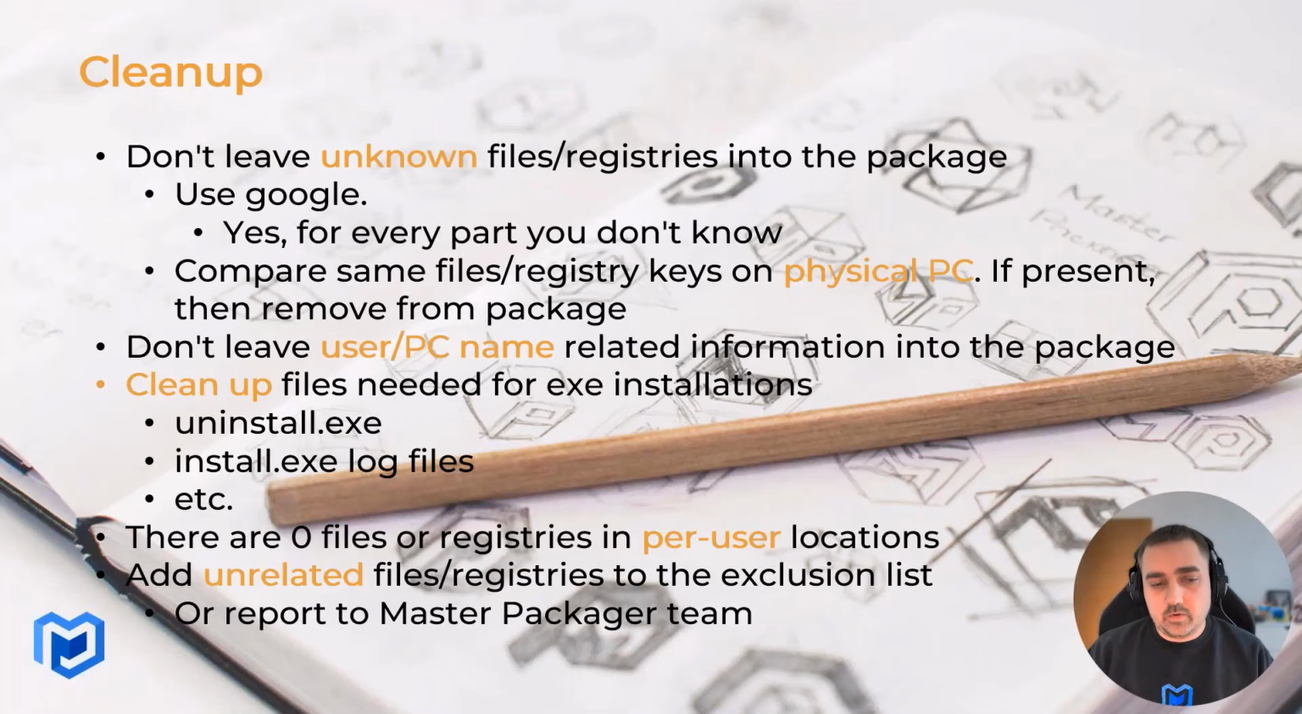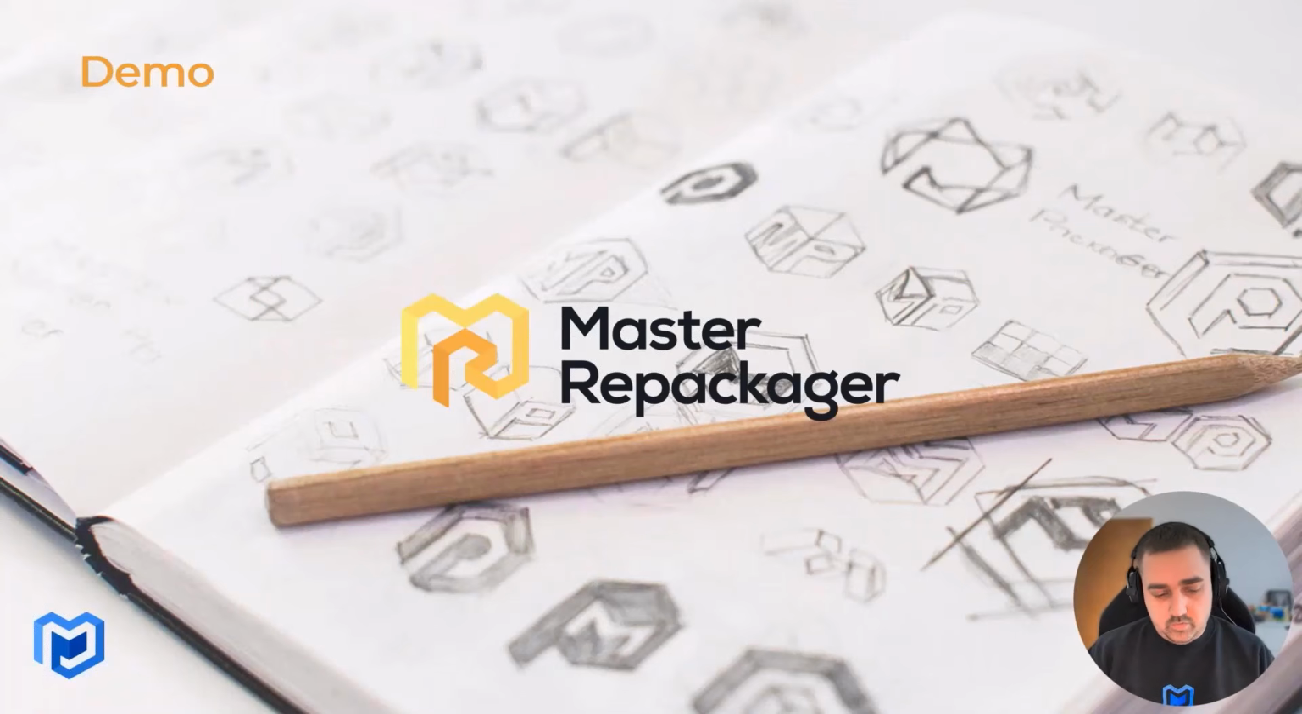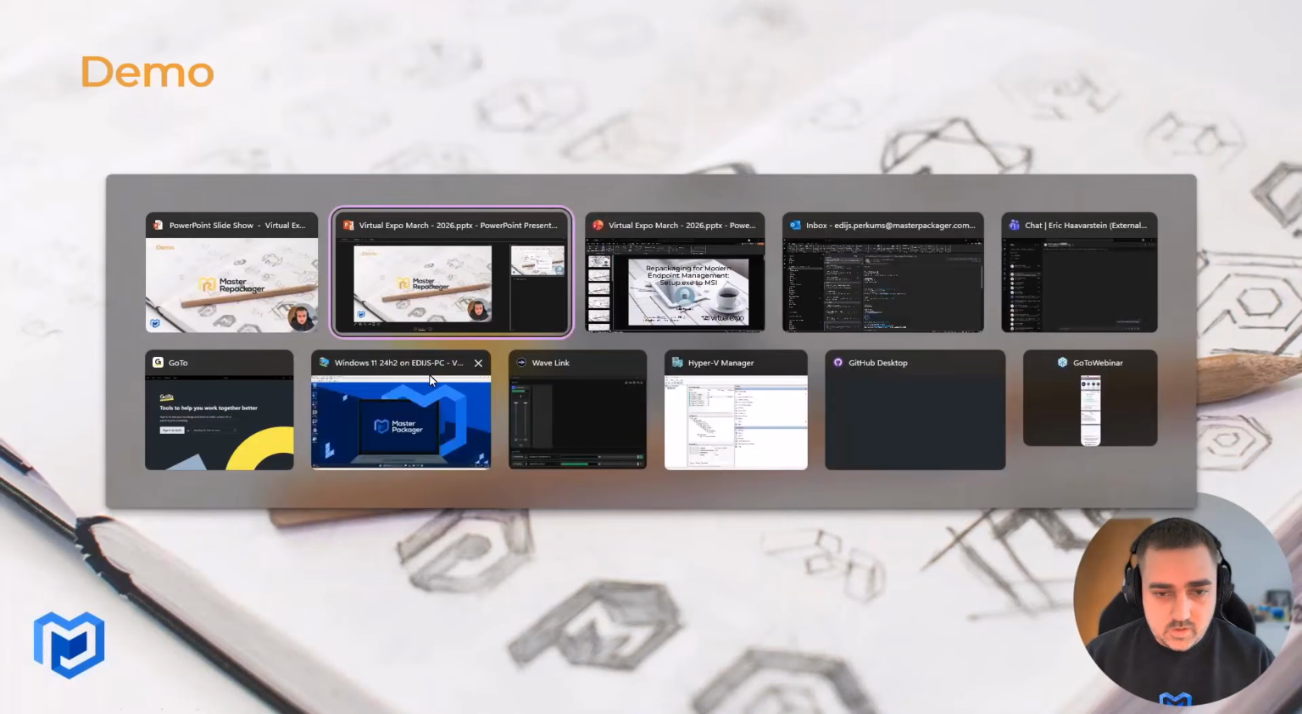We always recommend having zero files and registries in per-user locations. Usually the apps will write those back on the first launch, so you do not need to include them inside of your packages. And if you notice that any unrelated files or registries are being captured, you can manually add them to the exclusion list or notify us and we will add them for you.